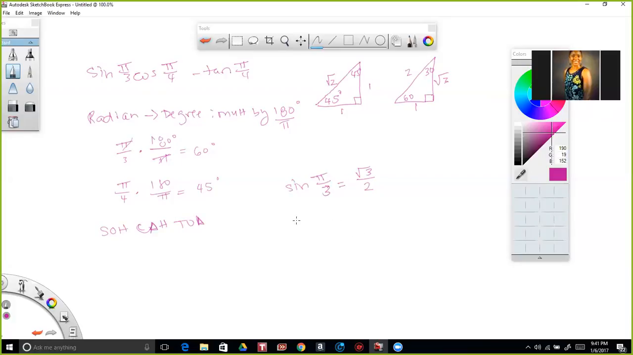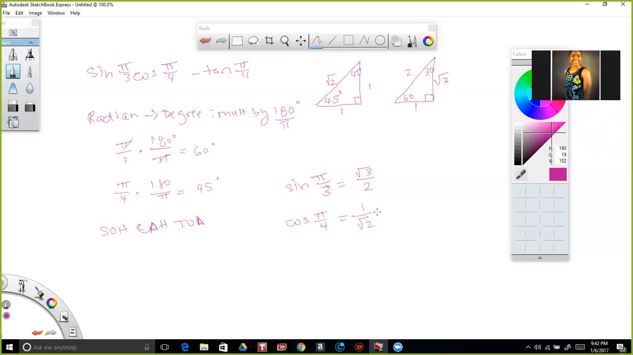And now let's look at cosine of pi over 4. All right, so pi over 4 we know is the 45-degree angle, so we're looking at this triangle. Cosine deals with the adjacent over the hypotenuse. It doesn't matter which 45-degree angle you look at. If we look at this one, the adjacent side is 1 and the hypotenuse is the square root of 2. So we have 1 over the square root of 2. Now you have to rationalize your denominator.